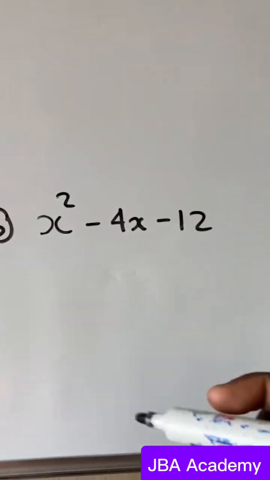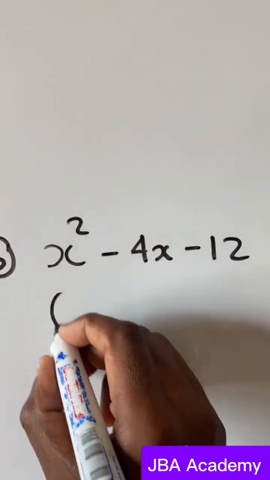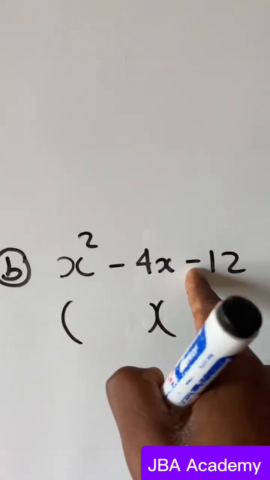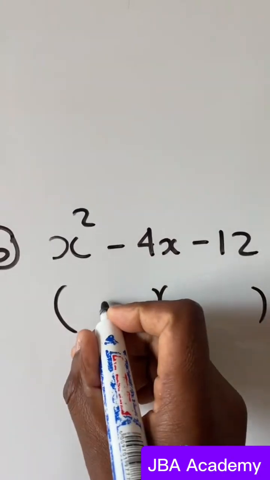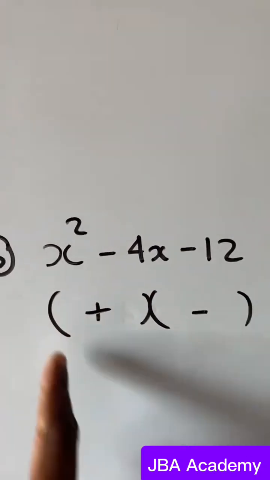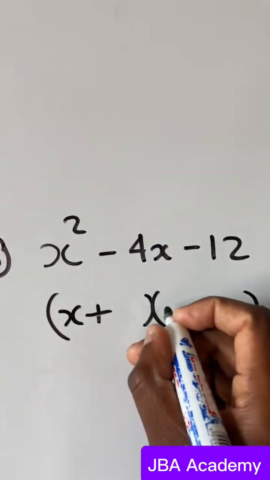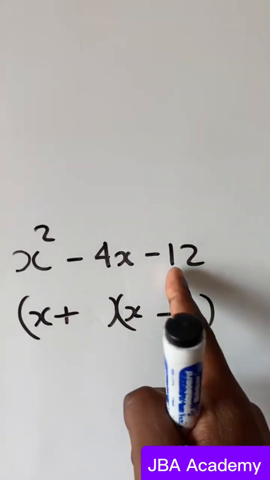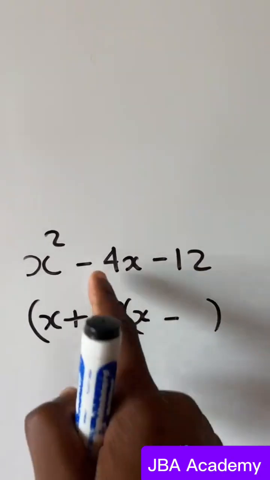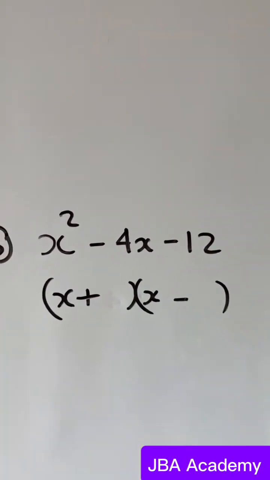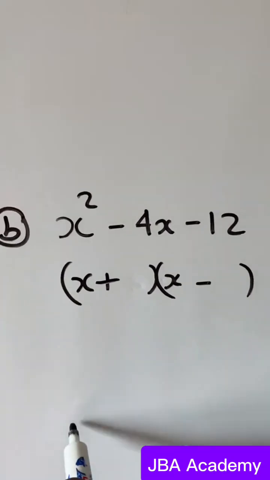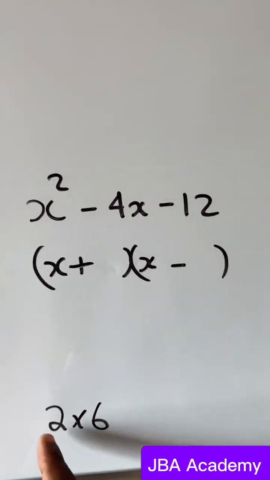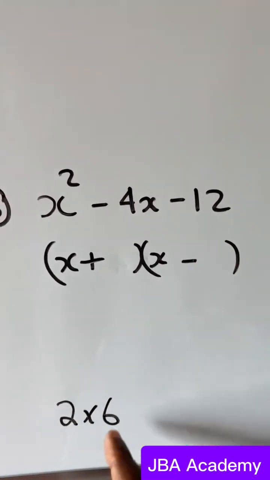So let's try it here. So here we're going to have what? Two brackets. When you factorize it, the last term is negative. The signs in the brackets will not be the same. So we do that. How do you get the first term? Like that. Now we want two factors. When we multiply them, they give us negative 12. When we subtract them, they give us negative 4. And those factors are 2 and 6, right? Because 2 multiplied by 6 is 12, and then 2 subtracted from 6 gives us 4.